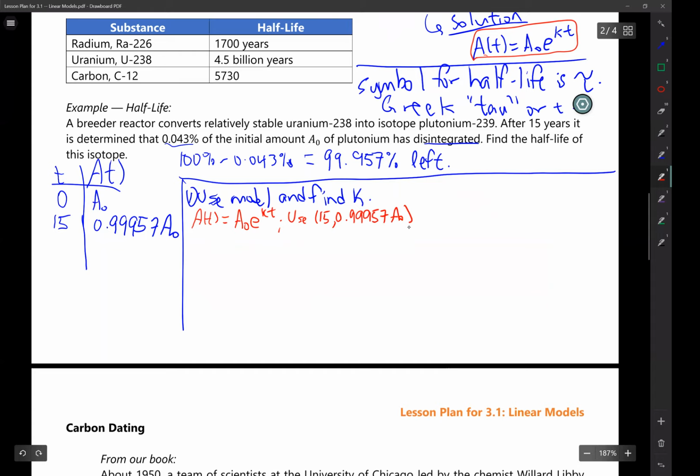And what do we get? We get 0.99957 A naught is equal to A naught e to the k times 15. Okay, you can see the A naughts cancel. It doesn't really matter how much we had left at the beginning because it's all relative to what we had at the beginning. And then we get 0.99957 is equal to e to the 15k. And then you just do ln on both sides.